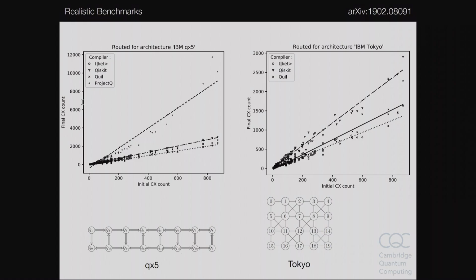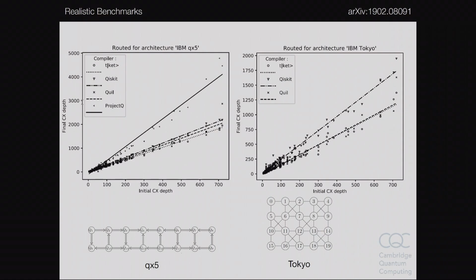We also find a similar pattern with the depth and not just the CX count. In this one, it's a bit more competitive between us and Quill, in particular for the IBM Tokyo device, but overall, we're at the front here, which is good for us.